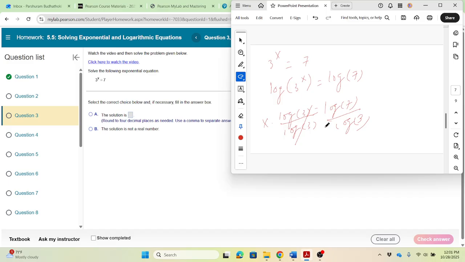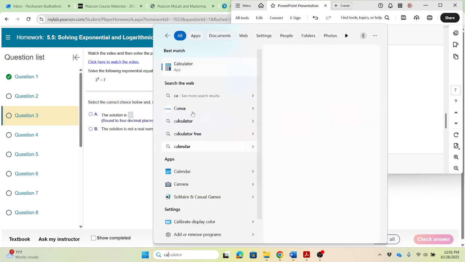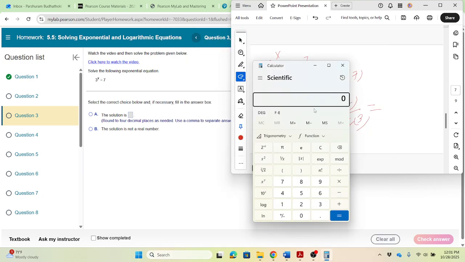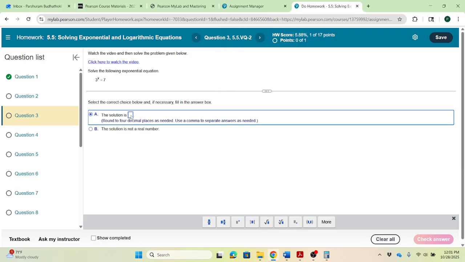Okay, round to 4 decimal places. So they are asking us to use a calculator for rounding. Calculator. Log 7, where is the log? Log 7 divided by log 3. So type 3 first and then log 3, parenthesis close. So that is 1.7712. If you round it to 4 decimal places, 1.7712.